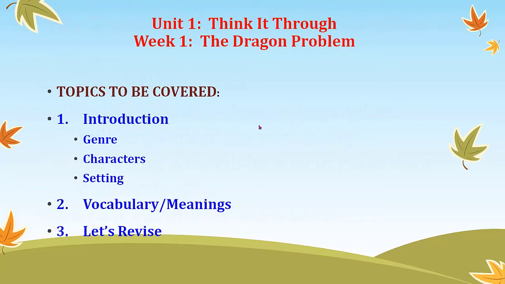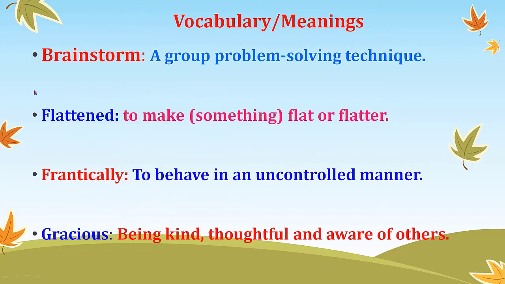And we have covered today some introduction as to the general characters and the setting of the story, and then we proceeded with the vocabulary meanings. The first word was brainstorm, the meaning of which is a group problem-solving technique. Then flatten, to make something flat or flatter. Then frantically, to behave in an uncontrolled manner. Gracious, being kind, thoughtful, and aware of others.